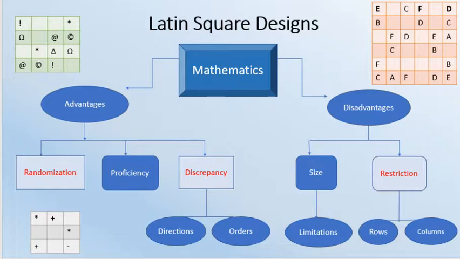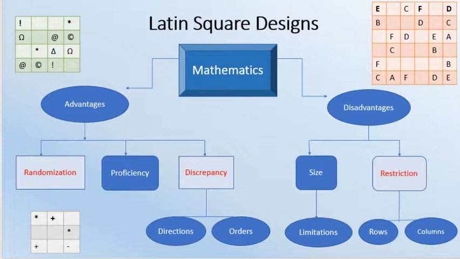Some of the disadvantages include the size, meaning it could be way too small or way too large. Some of the size charts include 2x2, 4x4, 6x6, and so on. The restriction is the rows and the columns. You are limited and you have to follow the rows and columns method.